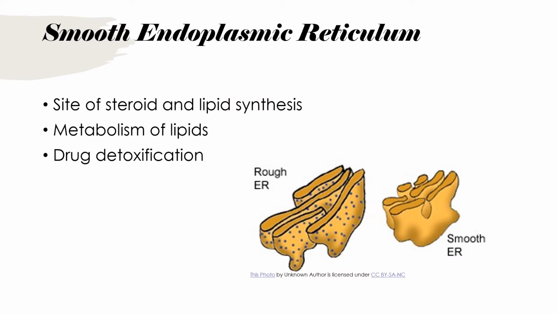Smooth endoplasmic reticulum, which you can see in this picture, looks almost like the rough ER, however, it just doesn't have the ribosomes on the outside. It is a site of steroid and lipid synthesis, metabolism of lipids, and drug detoxification.